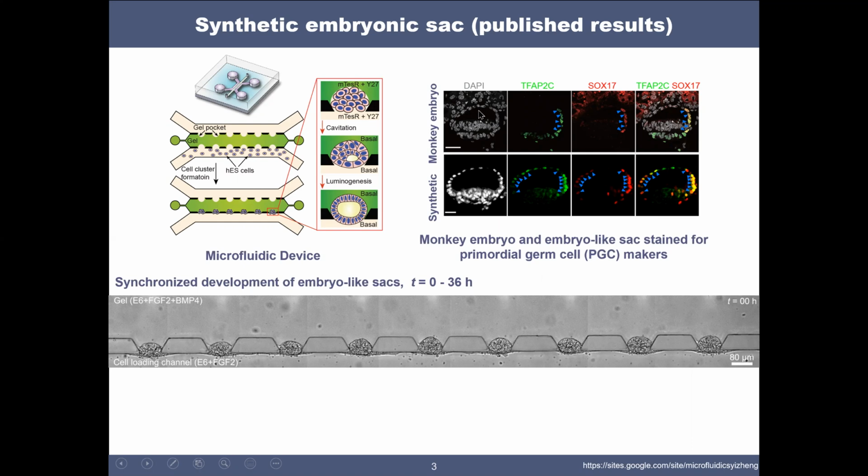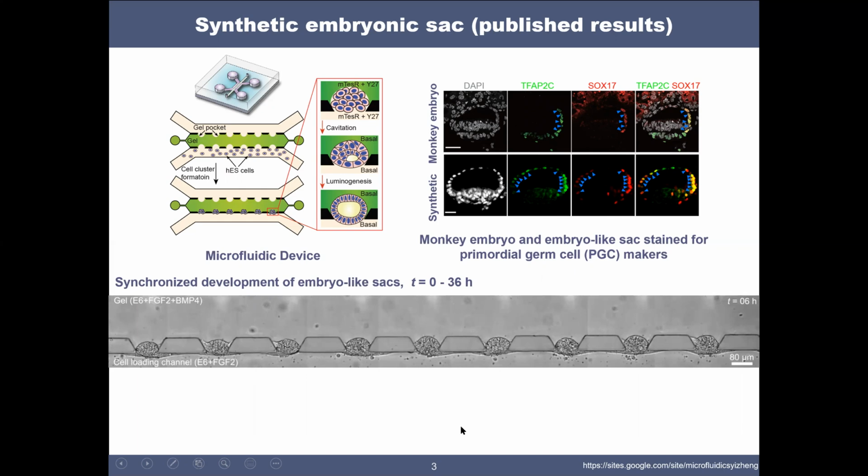In this image, the top is from monkey embryos at day 13. This is the amnion and this is the epiblast. The immunostaining shows the markers of primordial germ cells. That's right, we start developing germ cells when we are still an embryo. The bottom is the synthetic model made with stem cells. We can see in terms of size, shape, and even the germ cell specification, they are very similar.